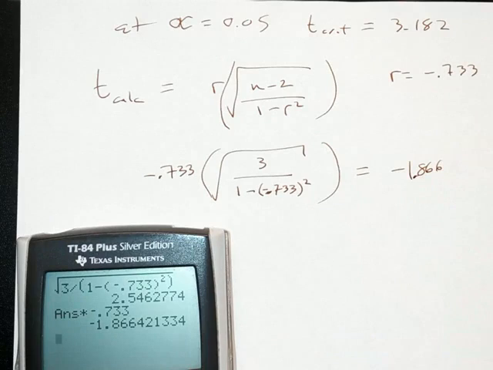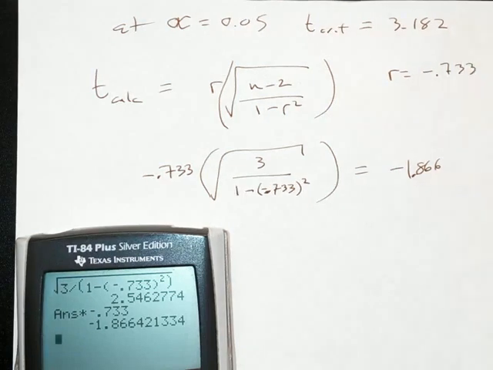Now, I'm doing a two-tail test. What does this number tell me? Keep or reject my null hypothesis? Why? I need to be outside either negative 3.18 or positive 3.18. I'm not. I'm in the middle. I'm not out in the rejection area. I keep this.